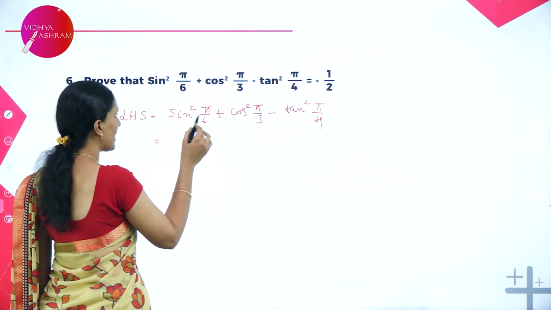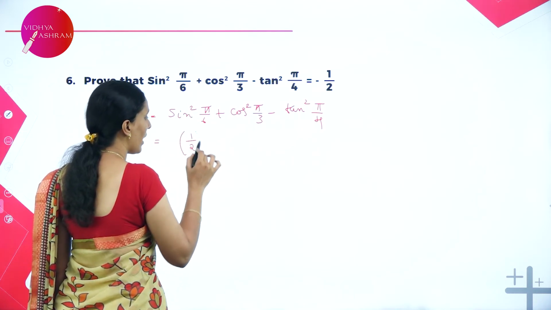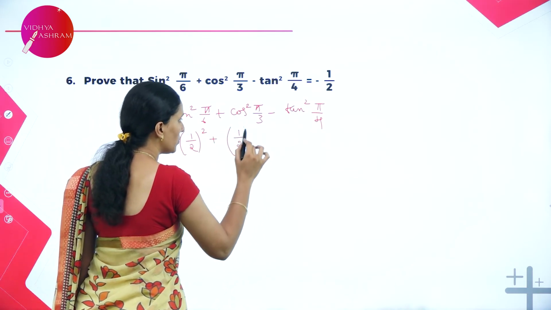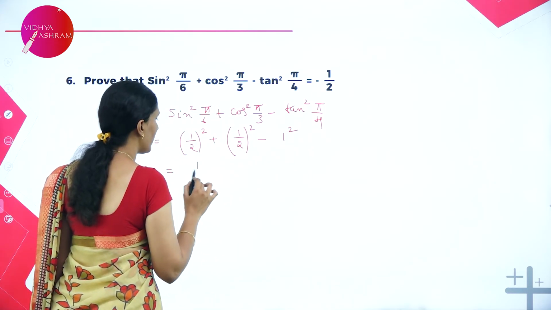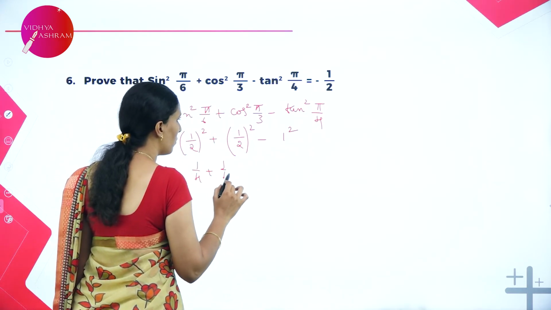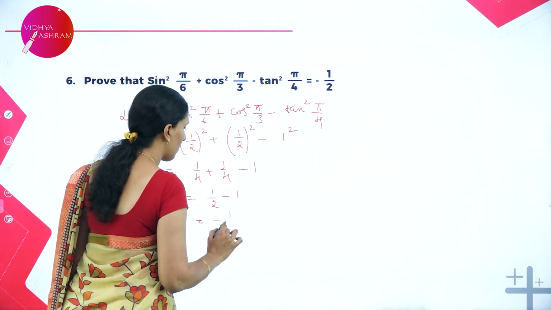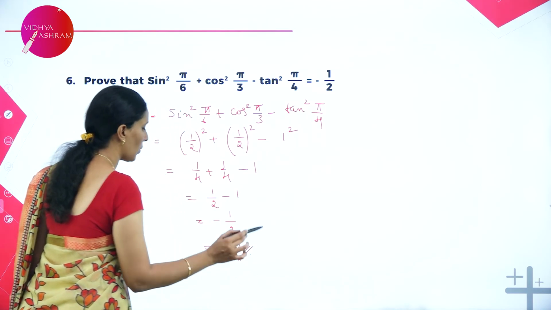So therefore you have sine pi by 6 whose value is 1 by 2. Since we have sine square, it is 1 by 2 whole square. Cos pi by 3 is 1 by 2, so whole square. Tan pi by 4 is 1, so 1 square. So we have 1 by 4 plus 1 by 4 minus 1, which is 1 by 2 minus 1, which is equal to minus half. That is the right hand side of the given equation.